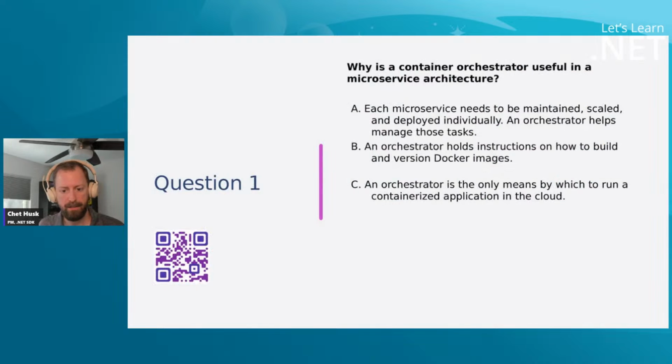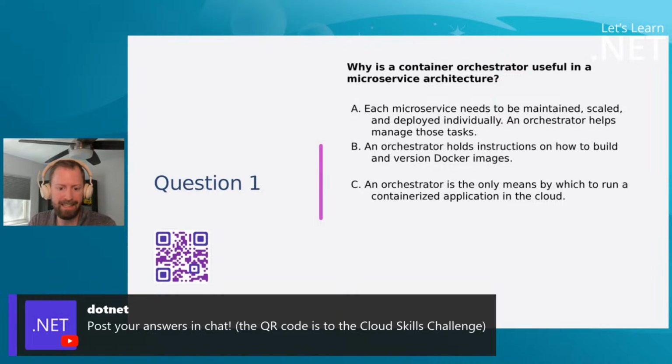So before we dive into it, just a couple more quick questions. I got to make sure you're on your feet and you're thinking. Why is a container orchestrator useful in a microservice architecture? Feel free to tell me in your own words too, if something that we've said or something you've done in the past has been useful to you. Are they useful because every microservice needs to be maintained and deployed individually, and an orchestrator can help manage that? Is an orchestrator useful because it holds instructions on how to build and version the Docker images themselves? Or is it useful because it's the only means by which you can run a containerized application in the cloud?